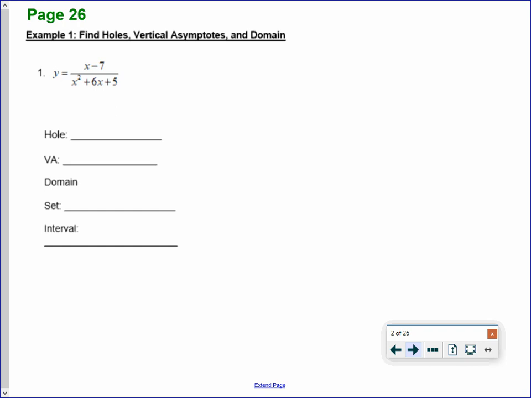For number 1, we have y equals x minus 7 all over x squared plus 6x plus 5. So remember, the very first thing we're always going to do is factor. That's the very first thing we always do. The top's already factored out at x minus 7. You can't factor that down any more than that. And in the bottom, we have x squared plus 6x plus 5. Since we have a coefficient of 1 in front of the x squared, we're just going to find factors of 5 that add up to 6. And that'll be x plus 5 and x plus 1.